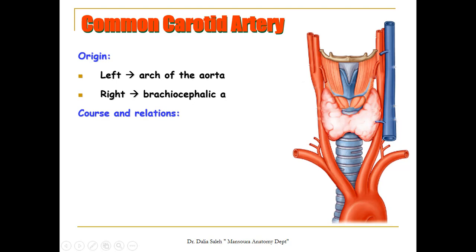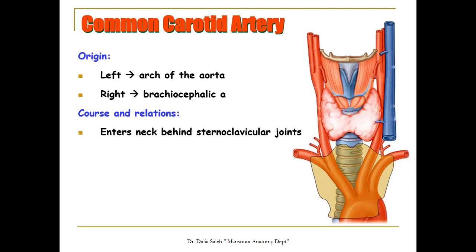For the course and relations of the common carotid artery, the common carotid first enters the neck behind the sternoclavicular joint. This is the manubrium sterni, or the first piece of the sternum here, and this is the clavicular notch. So in this area should be the clavicle. So this is the sternoclavicular joint. You can see beneath the sternoclavicular joint here lies the common carotid artery.